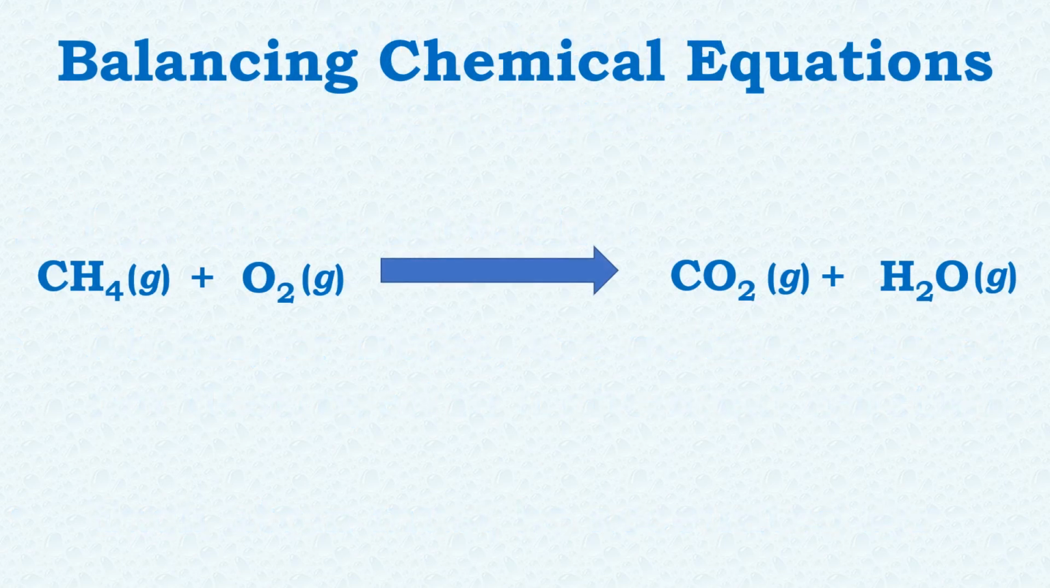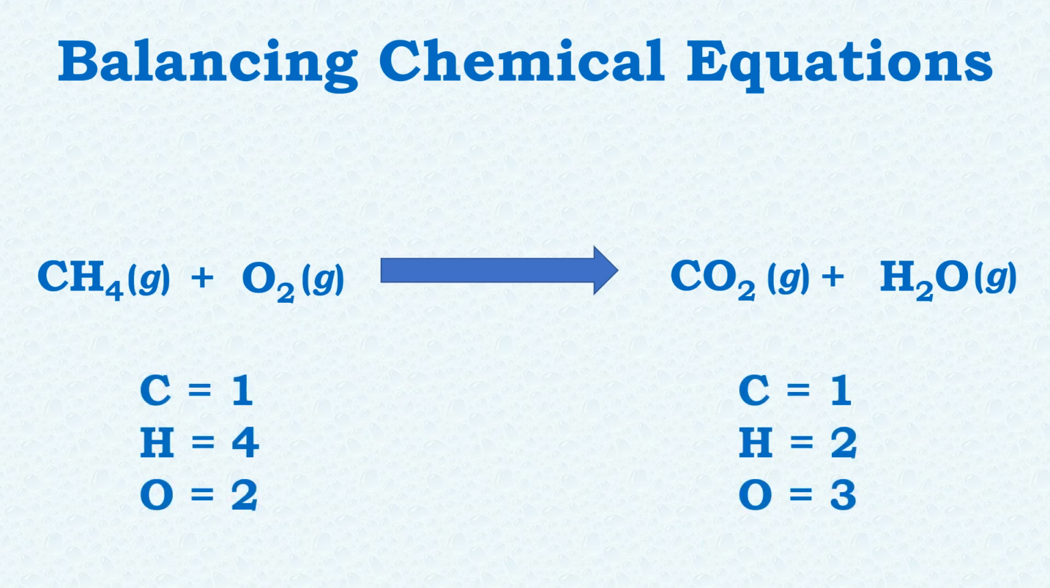Take the example of methane reacting with oxygen to yield carbon dioxide and water. If you count each element on each side of the yield sign, you'll see that hydrogen and oxygen do not balance.